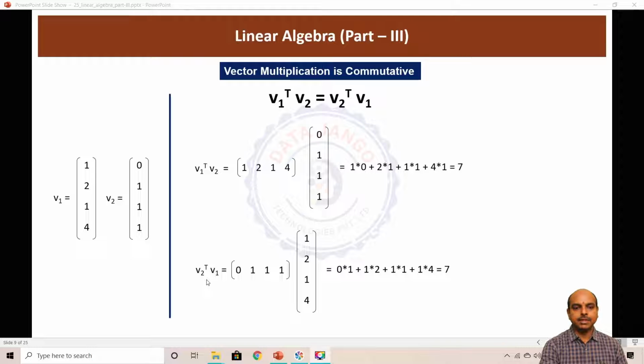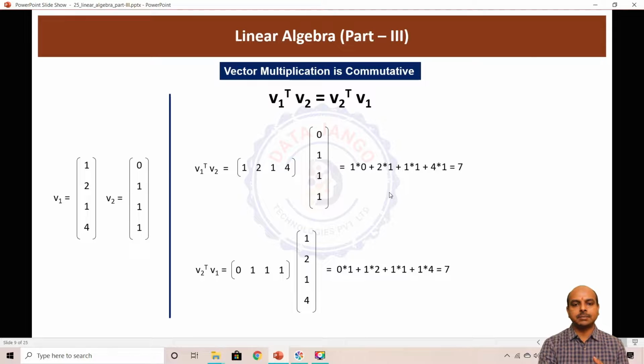The same way, v2 transpose v1, right? Commutative means A into B is equal to B into A. It is commutative behavior, right? The vector multiplication is commutative. So v2 transpose v1 is also giving you 7. So this is equal. So vector multiplication is commutative. Okay, that we need to remember.